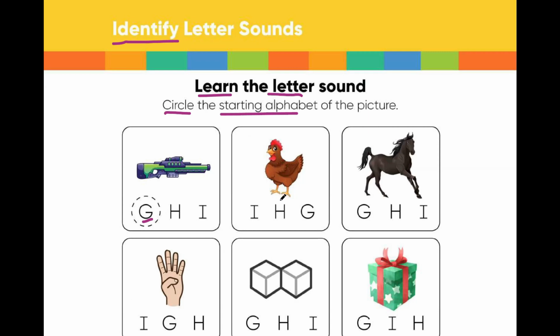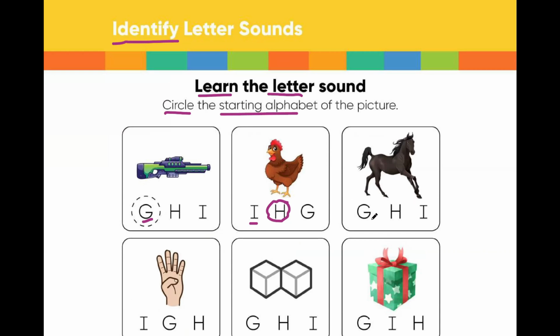Here you can see the picture of the hen, right? And the first alphabet of the word hen is H, and the sound of the H is her, hen, her, hen. Now you have to find the first alphabet of the picture hen below that. That is H, right? This is not H. Yes, this is H. That means that we can circle this H because this is the first alphabet of the word hen and the sound of the H is her, hen.